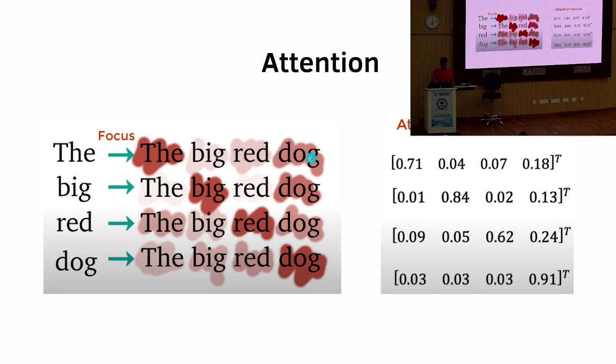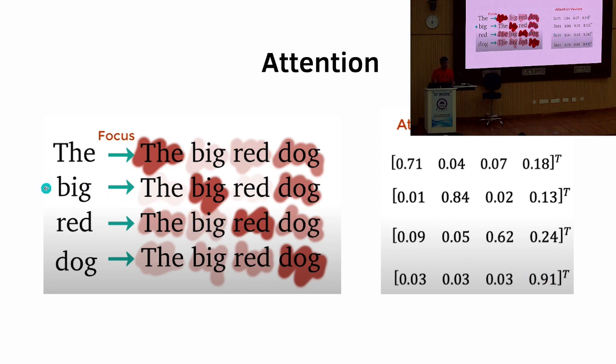Then the and dog are related grammatically, so its value is 0.18. It is significantly more than the second and third values, 0.04 and 0.07. Then in the second row, big and big are the same words. All the diagonals will have values closer to 1 because they are connecting to the same word. So big and big has value 0.84, red and red has value 0.62, and dog has the value 0.91, because they are the same words.